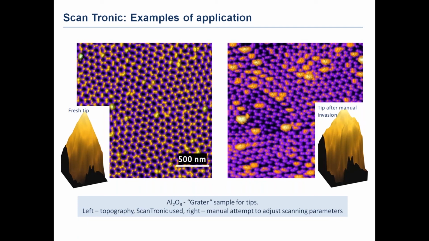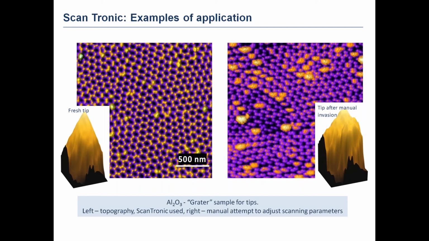Another example in the current slide is aluminum oxide, which is often considered a great sample for tips. On the left part of the slide, there is an AFM image obtained using the ScanTronic algorithm and the safe probe feature, where the scan speed is automatically adjusted. On the right side of the picture, there is the result of the manual attempt to adjust scanning parameters.